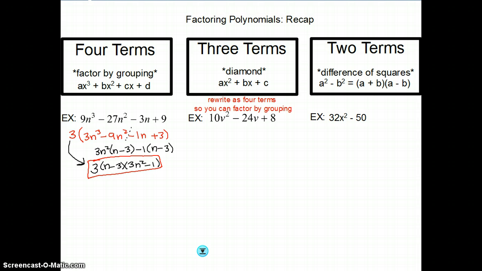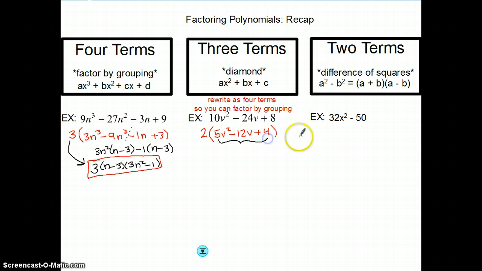With 3 terms, we proceed with a very similar method. Step 1, as always, take out the greatest common factor of all the terms, if there is one. Between those 3 terms, I see a greatest common factor of 2, so I'm going to factor this out. 2 leaves me with 5v squared minus 12v plus 4. And now we factor that remaining trinomial.